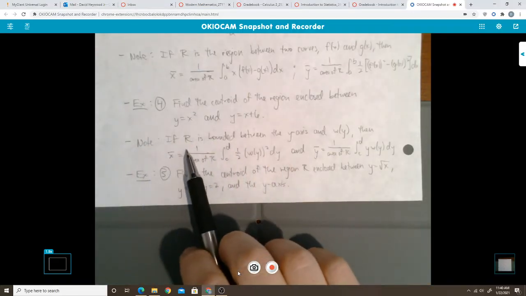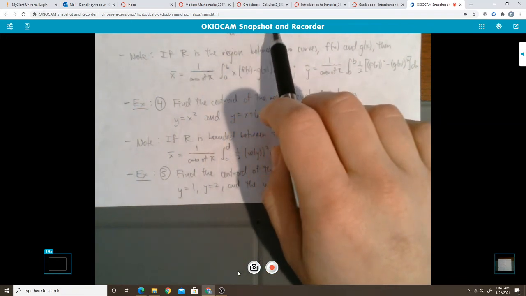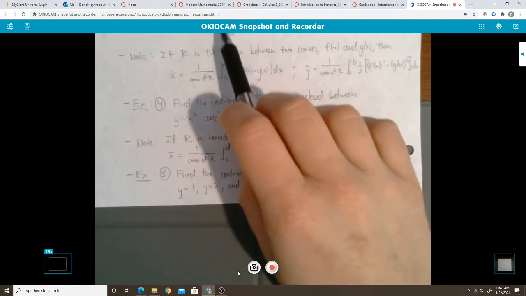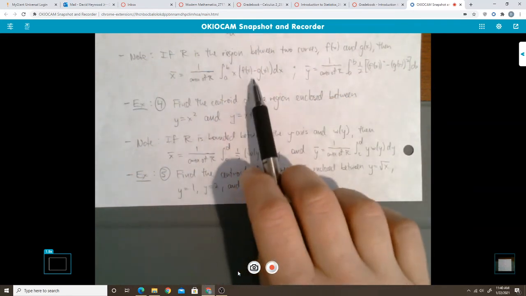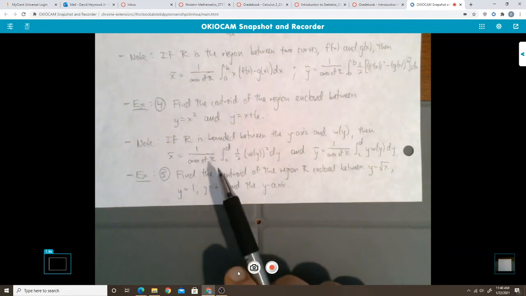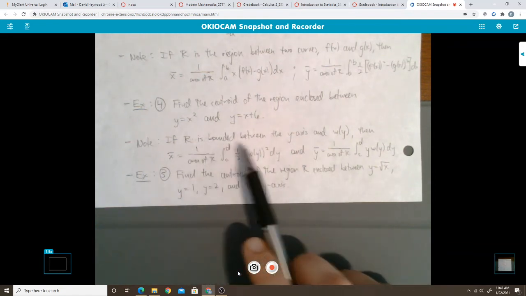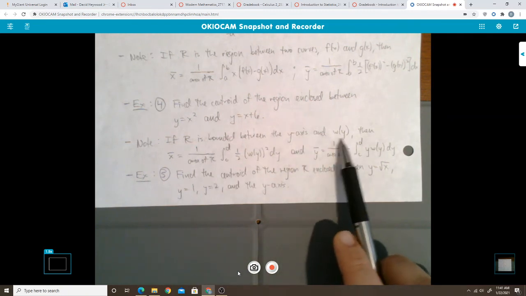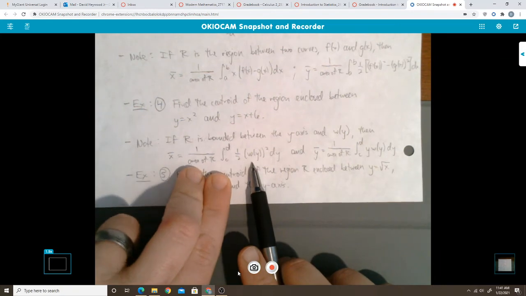Well, so R could be just under a function and above the x-axis, or it could be between two functions, in which case you just have to subtract the functions. Or it could be between a function and the y-axis, right? So if R is bounded between the y-axis and some function w of y, well then you've got to switch things up a little bit.